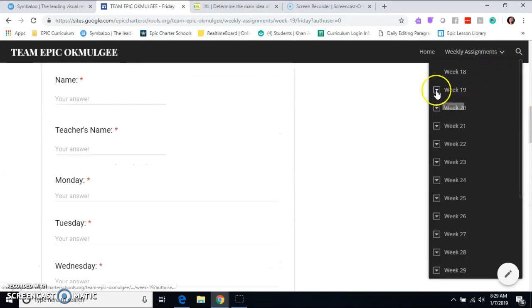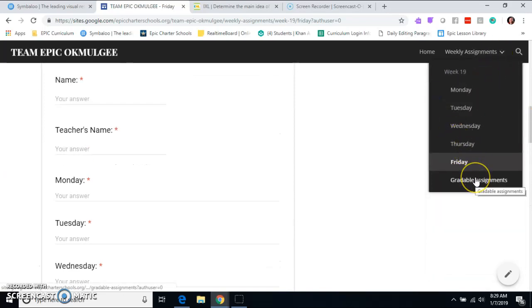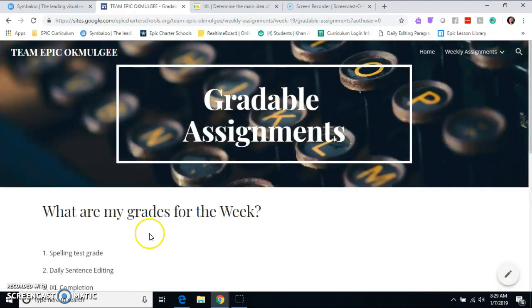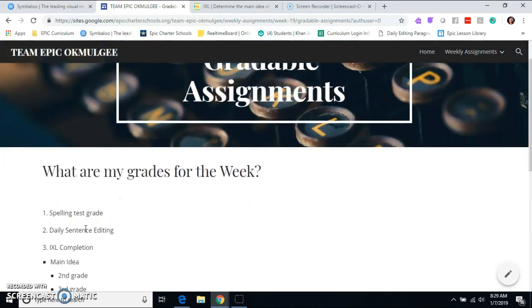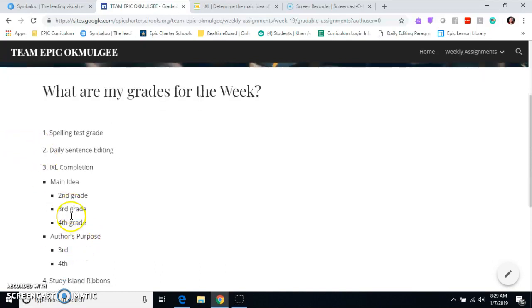On Fridays, you will have an exit ticket, and this is how you will get your grade and your percentage for the week. This will probably be tweaked between now and before Friday. So you will have a spelling test grade. You must do your Spelling City or the spelling that your teacher has assigned to you. That is for a grade. You have to do your daily sentence editing. That is for a grade. Your IXL completion for a grade, and these tell you the ones that you're doing.